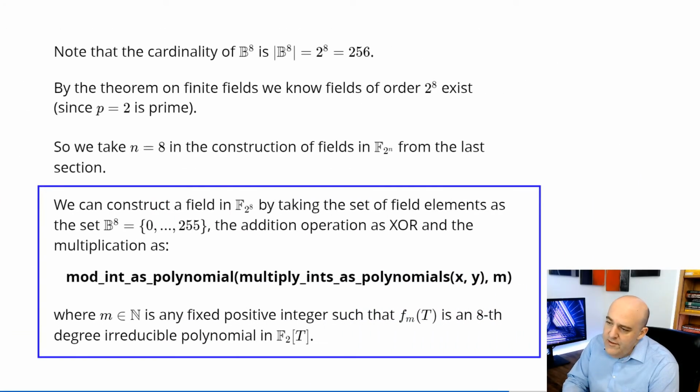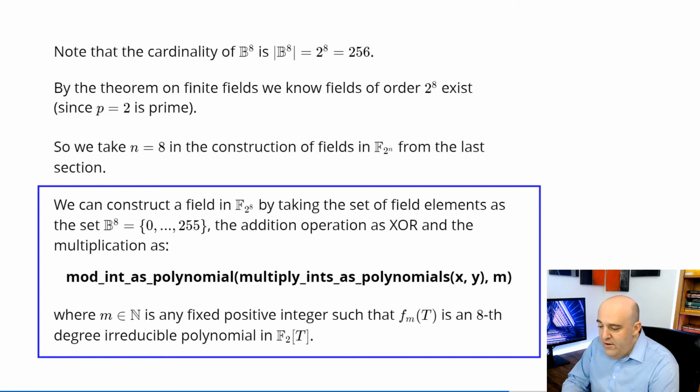And the first thing to notice is, what is the cardinality of B8? It's 2 to the 8. And by our theorem on finite fields, we know there exist fields of order 2 to the 8. P equals 2 is prime, right? So if we take our general construction there of any field of order 2 to the n, why don't we just take n to be 8 in that construction? And here we go. To construct a field of order 2 to the 8, we can do it. The field elements will be just the integers from 0 to 255. The addition operation is XOR. And the multiplication is the composition of those two Python functions that we wrote.